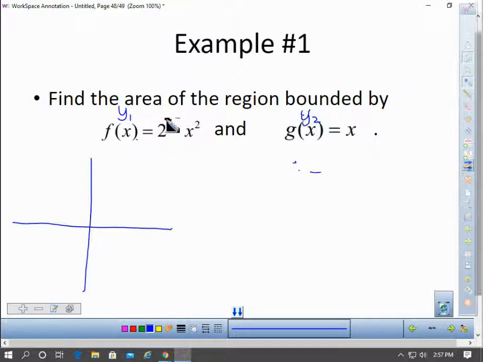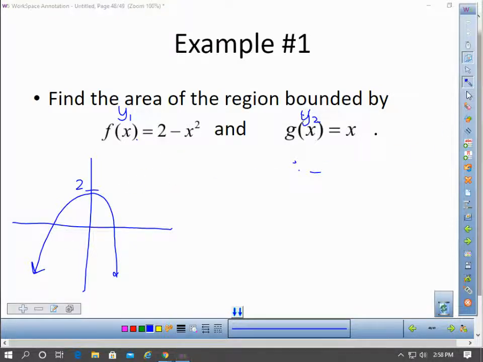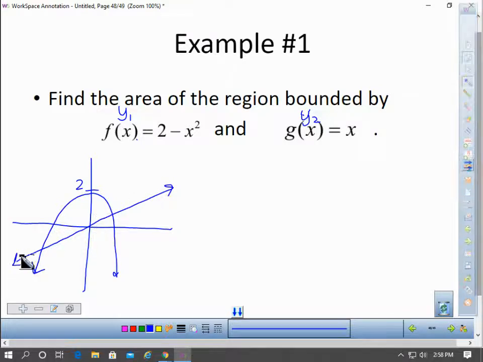2 minus x squared is going to be the parabola turned upside down and then up 2 units. So that's going to look like this. Up 2 units. So it's a parabola, a smile turned into a frown, and then shifted up 2 units. Okay? So that's what that one looks like. Now the graph of g of x equals x, that's just the line y equals x.